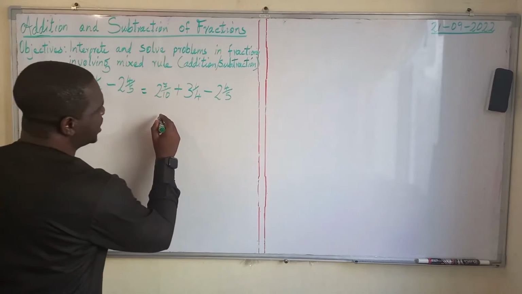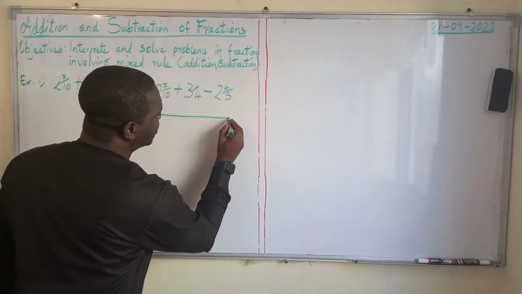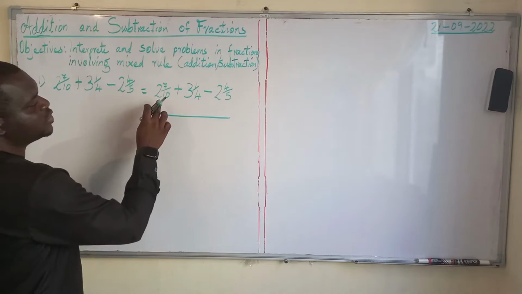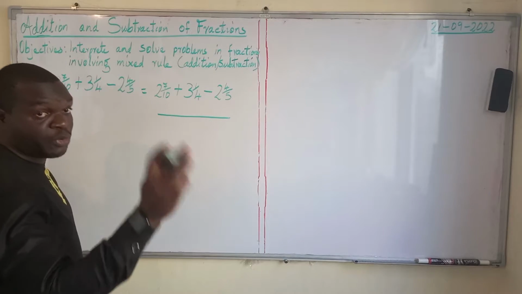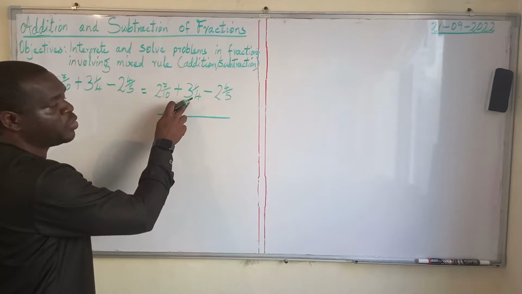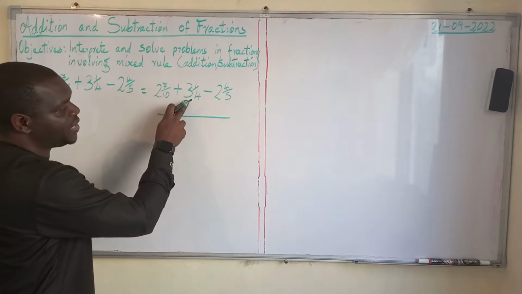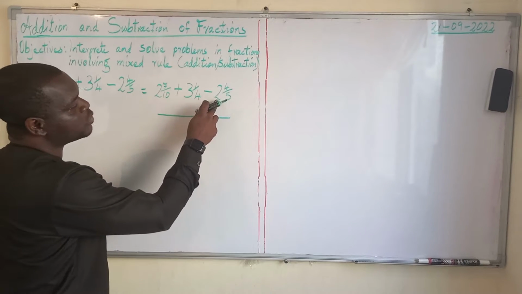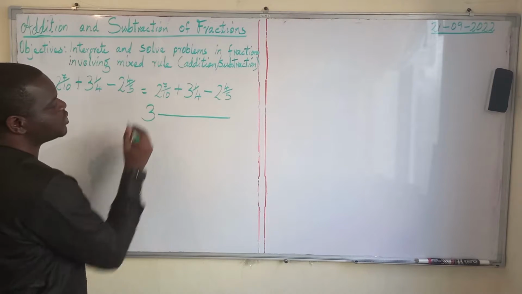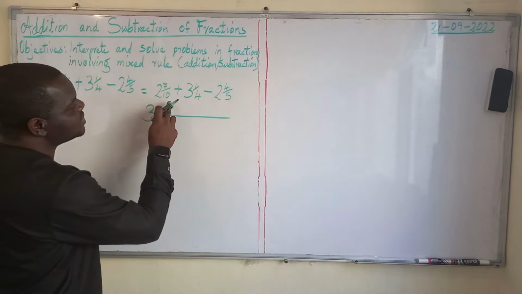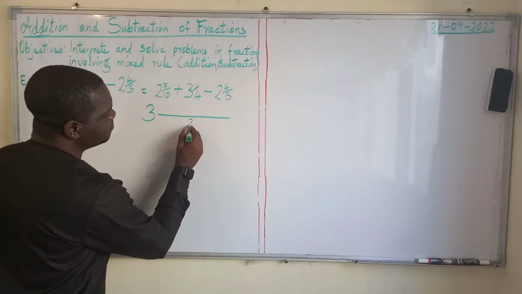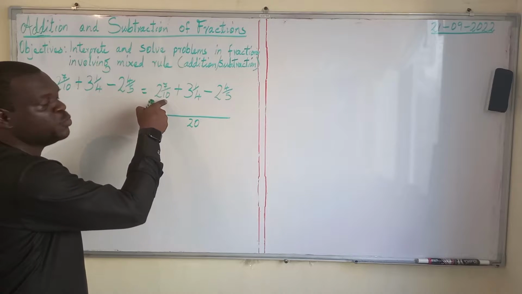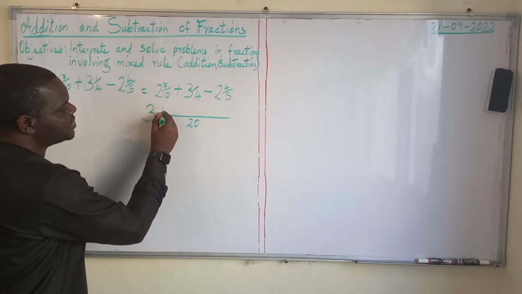So first, we can draw our straight line across below the fractions so that we can find the LCM of the denominators. And before we go into that, we can deal with the whole numbers first. 2 plus 3 is 5, and 5 minus 2 is 3. So we write our 3 here. The LCM of 10, 4, and 5 is 20. 20 divided by 10 is 2. 2 times 7 is 14.